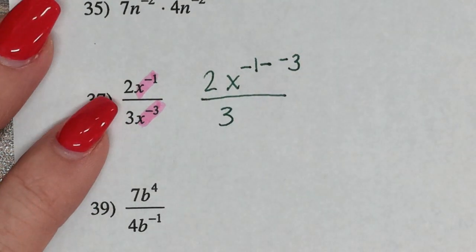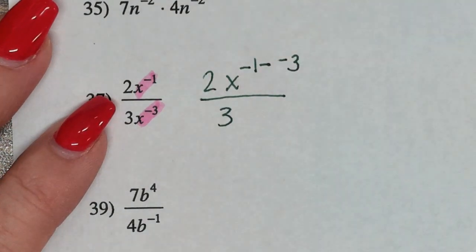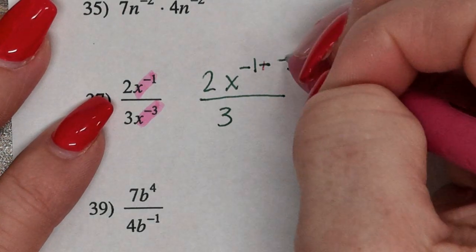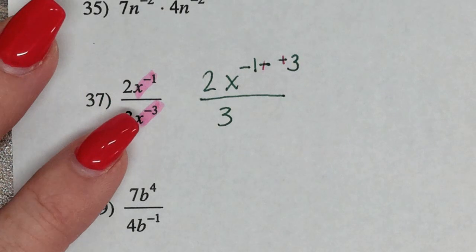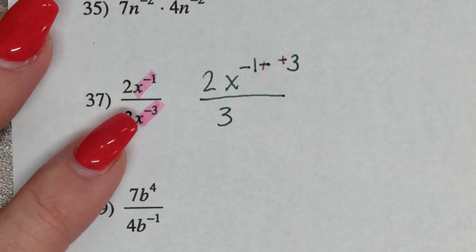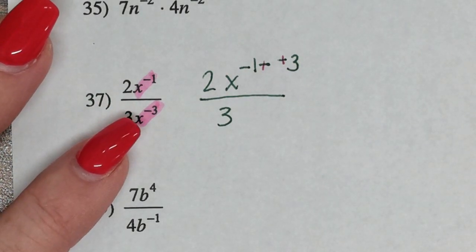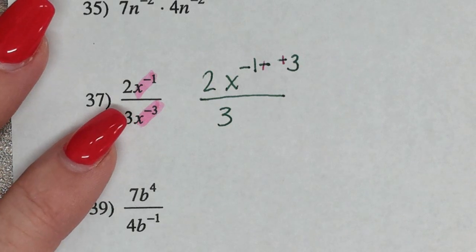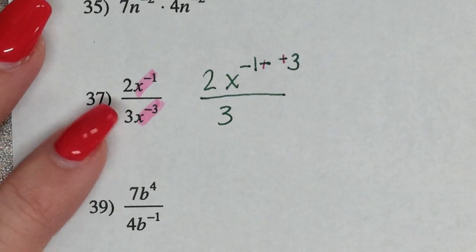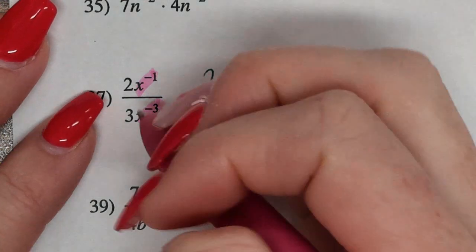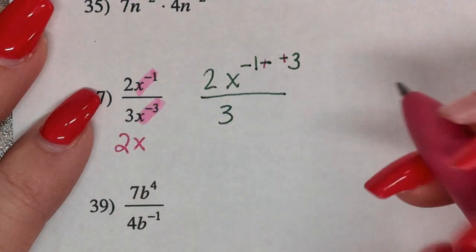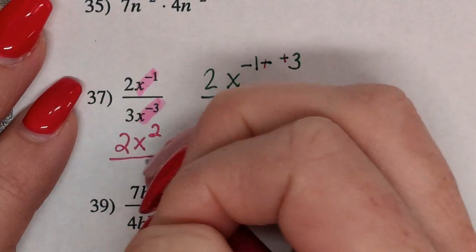Now I can go deal with this. You can put it in your calculator, it'll do it for you. Negative 1 minus negative 3, or you could just do change. What is negative 1 plus 3? 2. Yes? Is 2 a positive? So it stays on top? So my answer would be 2x squared over 3.